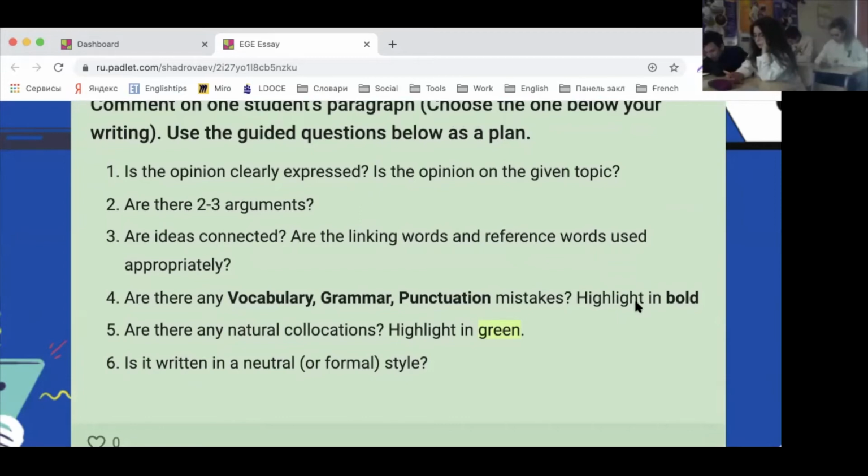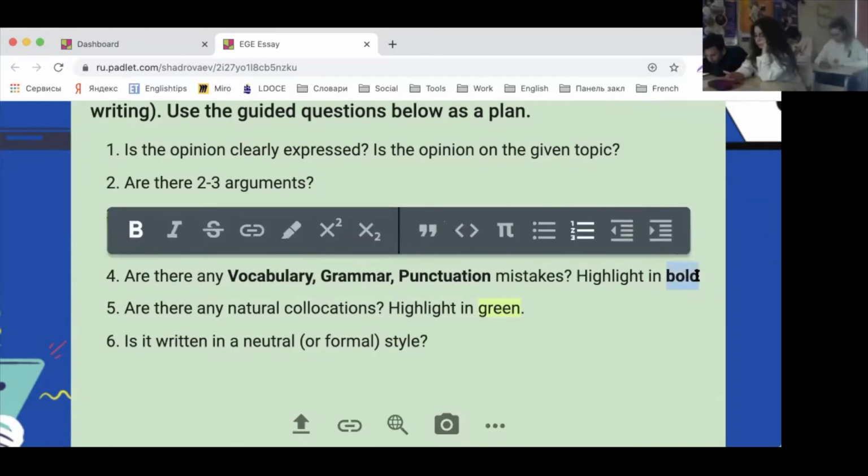If you find any mistakes, you may highlight in bold. And how you do that? You just choose the word you don't like and choose bold. You know what it means, bold, жирный шрифт, okay, полужирный.